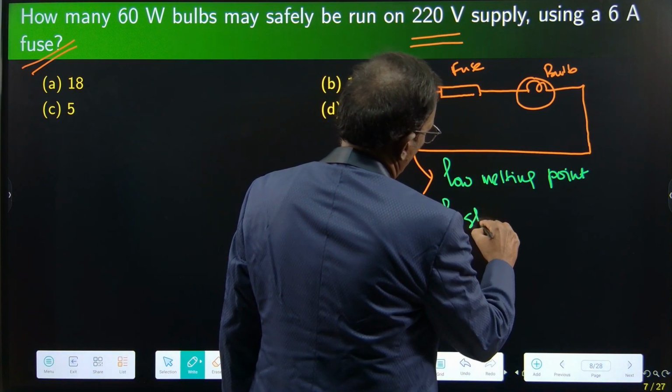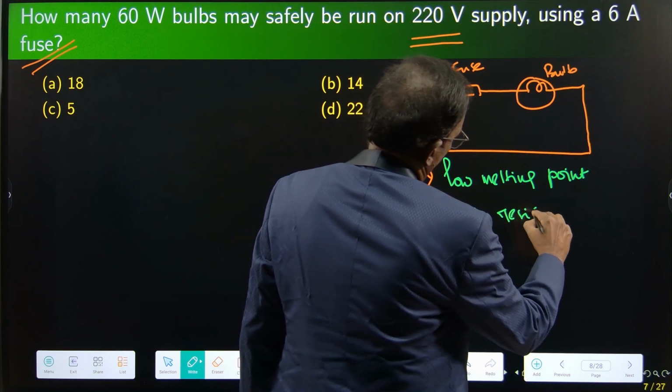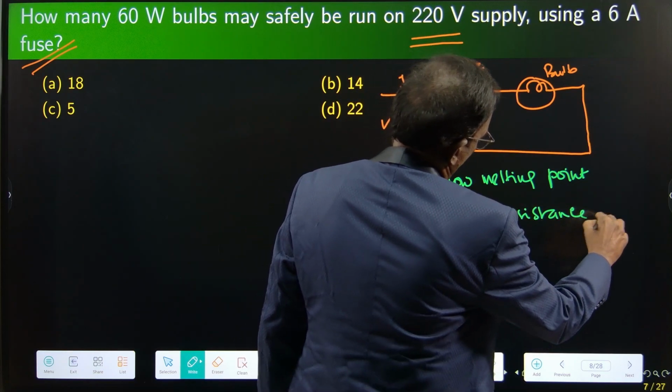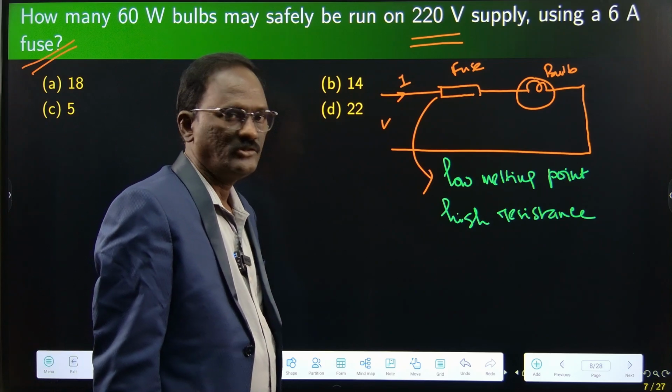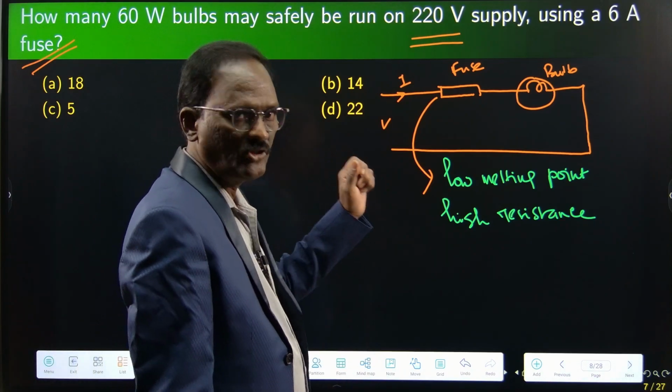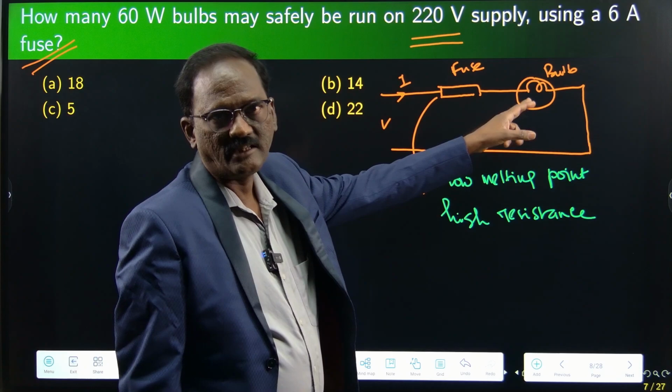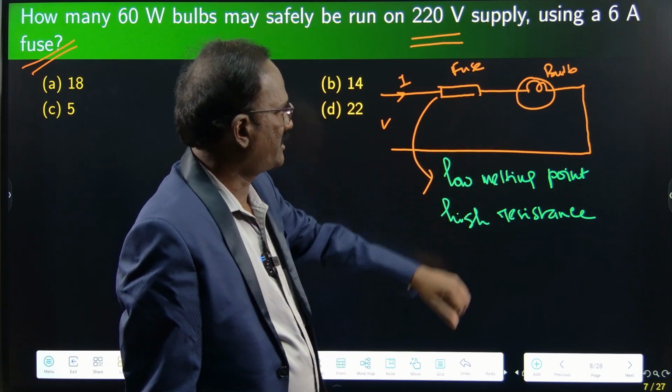Also, it will have high resistance. So the current rating will be put accordingly to protect the appliance devices.